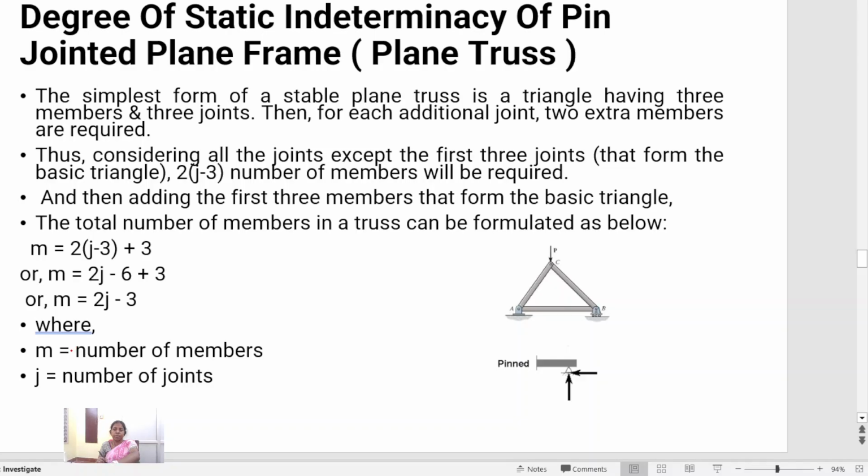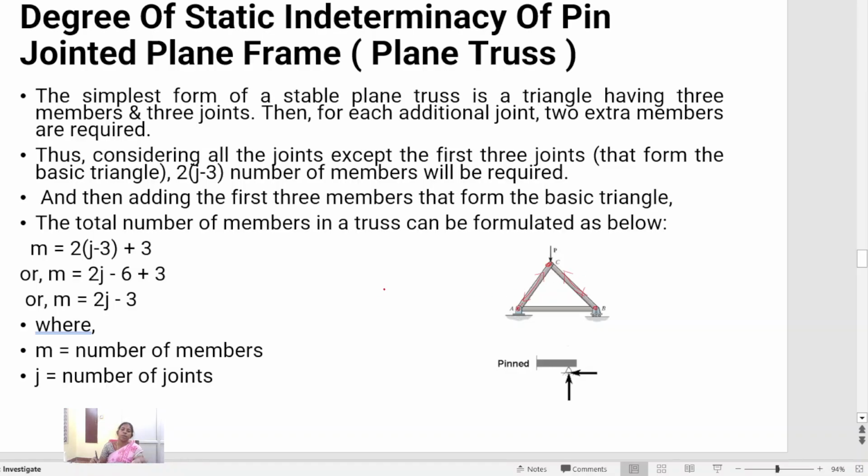Degree of static indeterminacy of a pin jointed plane frame. Up to the previous slide, we have studied a portal frame, that is a rigid jointed plane frame. Here, we are going to study a pin jointed plane frame. Pin means it is pin jointed. It is a pin jointed structure where the bending moment is 0 and the load is transferred axially, as a compression or as a tension.